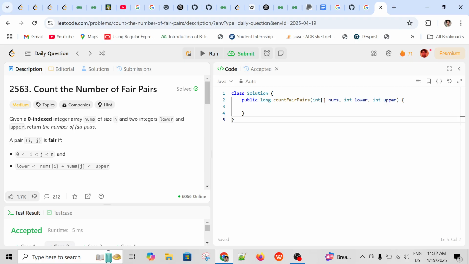Today we are here to solve the Leetcode problem of the day, and today is 19th September 2025, and today's problem is Count the Number of Pairs.